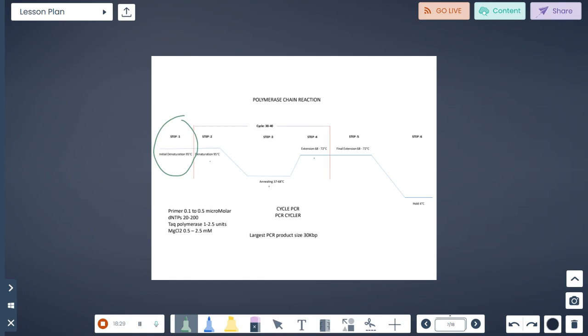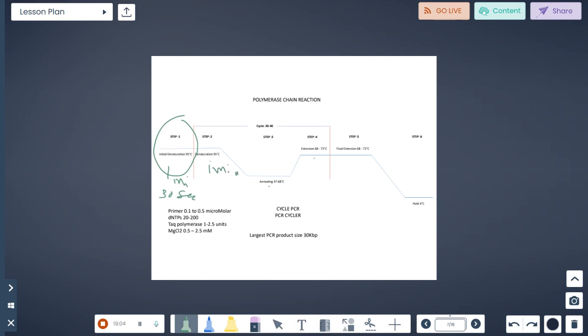Usually, if you are using genomic DNA, you have to incubate for 1 minute. Suppose you are using a very short template like a PCR product, you don't have to keep it for 1 minute, you can keep even 30 seconds. Similarly, when you come to the cycle, after the first cycle is formed, this denaturation you can keep like 30 seconds to 1 minute, depending on the product size.